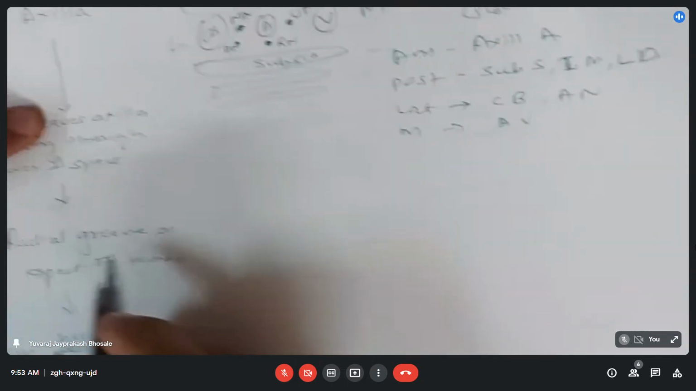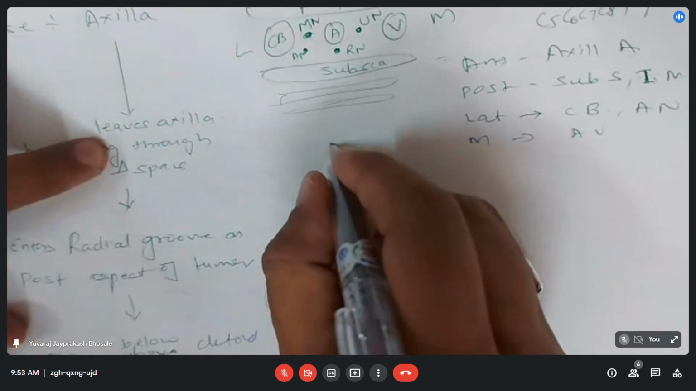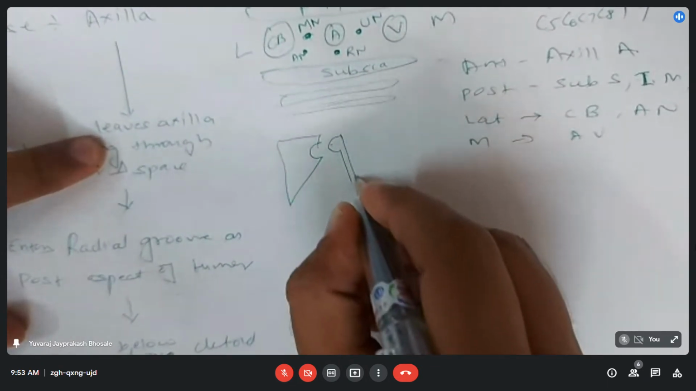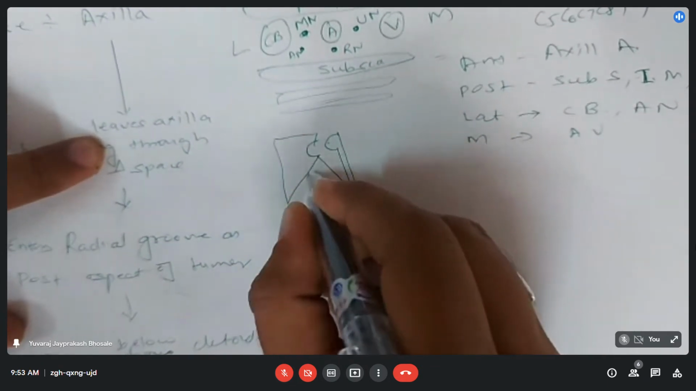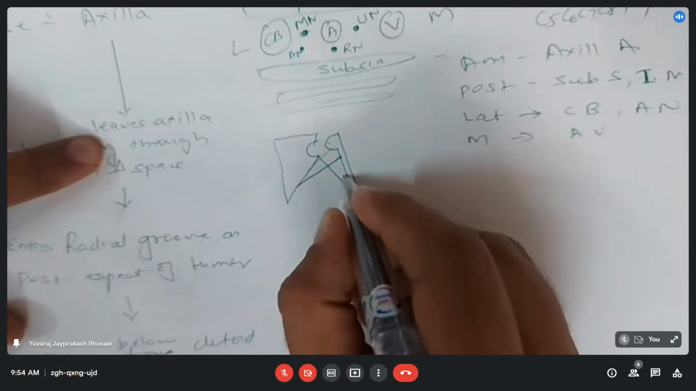So after leaving the axilla, it passes through the lower triangular space. So draw a short diagram like this of the lower triangular space. You can show the humerus. You can show the long head going like this, teres minor going like this, teres major going like this. Okay. So this is the lower triangular space.